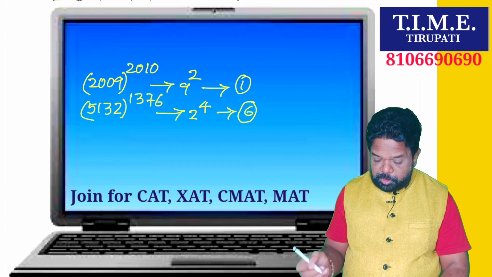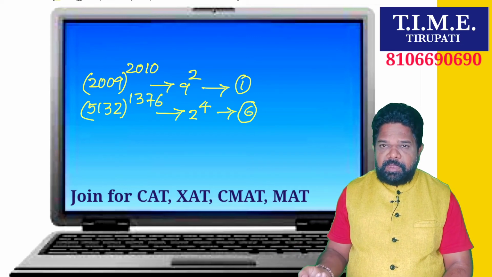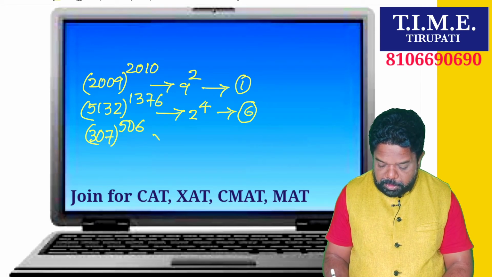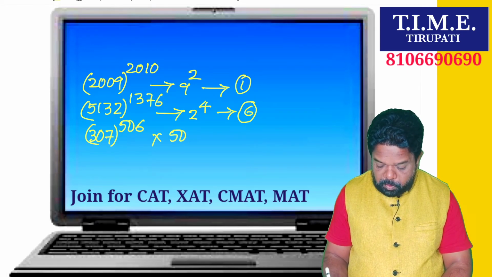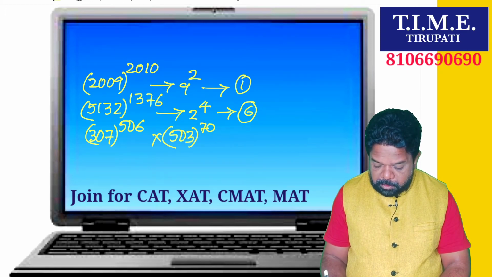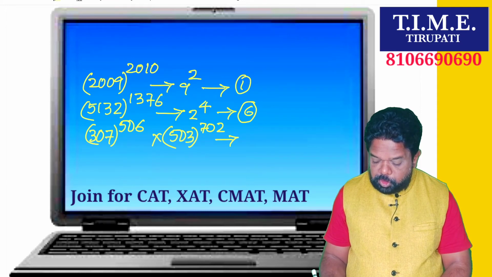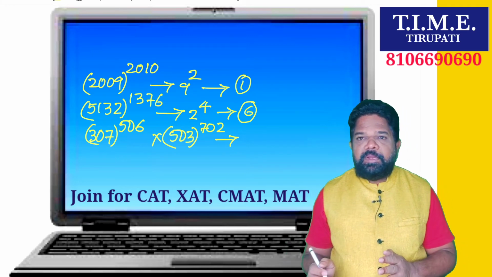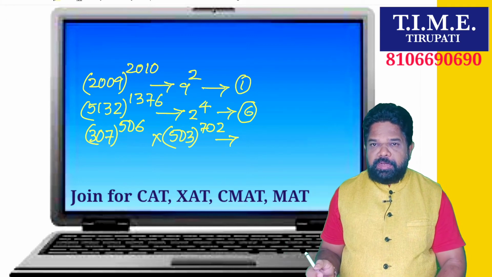Here, you have to observe only the units place value. Just like any example, suppose 307 whole power 506 into 503 whole power 702. What is the units place value of that? Actually, there are two examples here. How can you calculate the units place value of that?